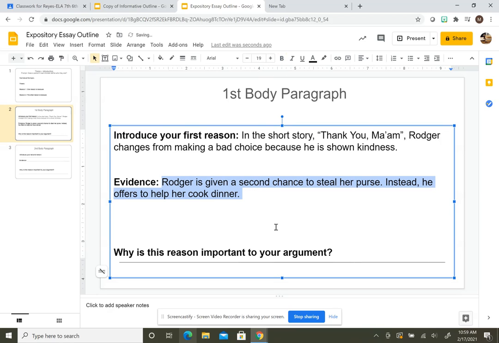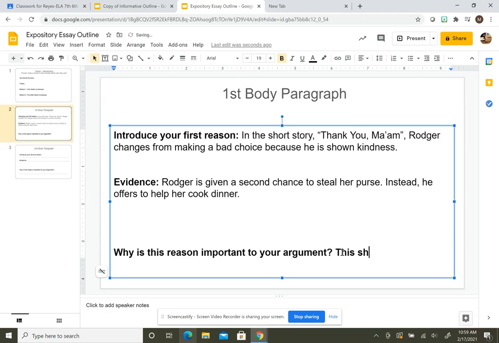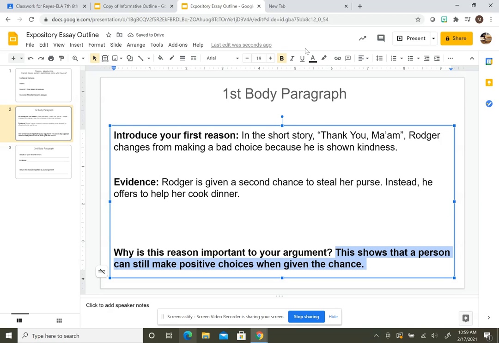That's my evidence. Why is this important to my argument? This shows that a person can still make positive choices when given the chance. And there I've just supported my whole argument using the short story. So introducing my first reason, my evidence from the story, and then why it's important.